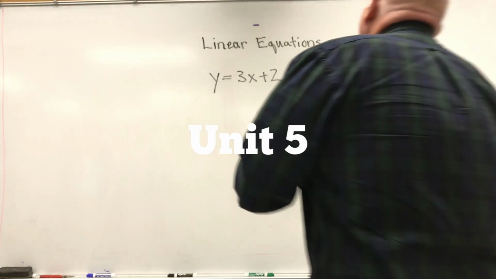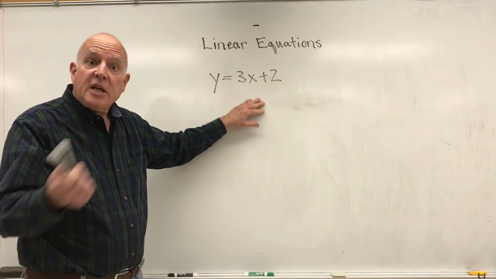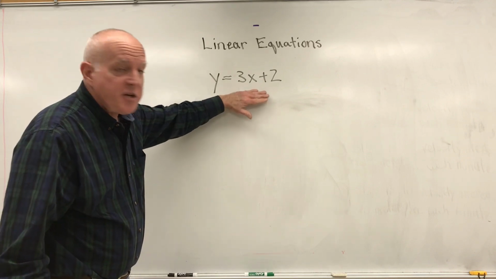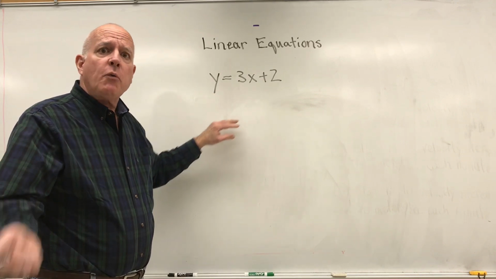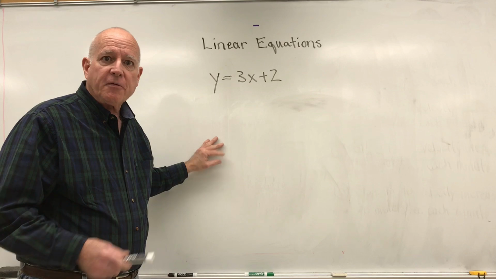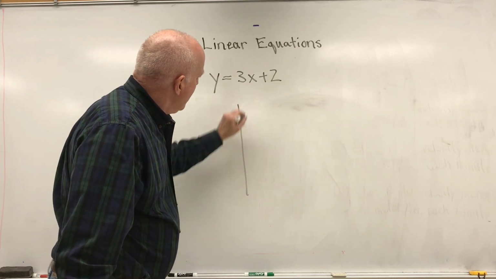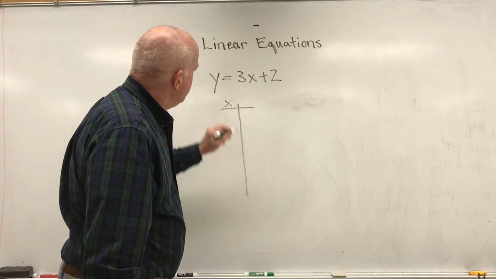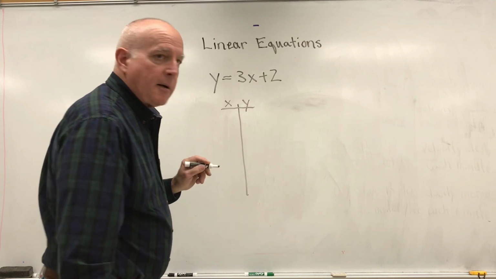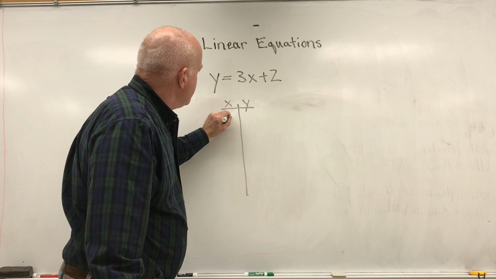All right, what we need to be able to do is take this equation, a slope-intercept equation, and create a data table from it. So what we're going to do is start by drawing a column, and on the left hand is x, on the right hand is y. We're going to choose values of x.